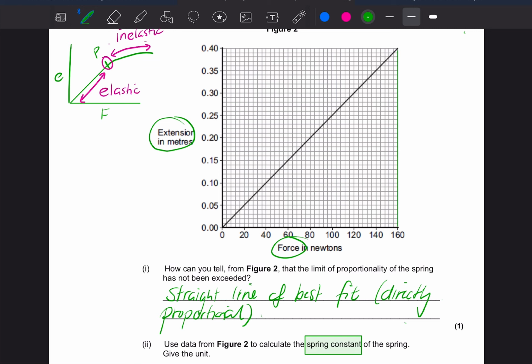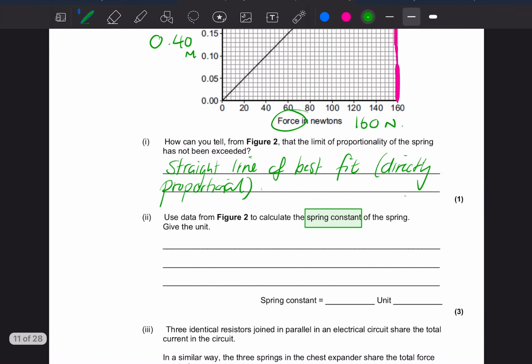160 and 0.40, which I've slightly missed. All right, probably hard to see. I'm going to use this pink colour because it's more vivid. I'll use a thicker line, so you can see there. All right, so that 160, and that lines up with that 0.40. So when extension is 0.40 meters, the force is 160 newtons. So we can use those two values. So let's do that. So extension equals 0.40 meters, and when it's extended by that much, the force applied is 160 newtons, and we are trying to find the spring constant.